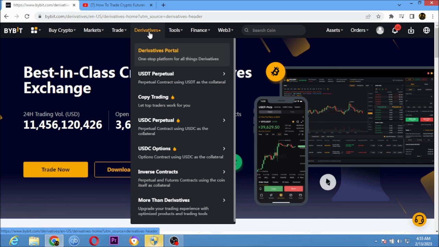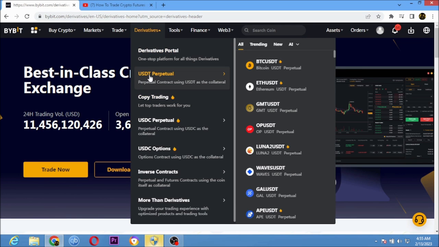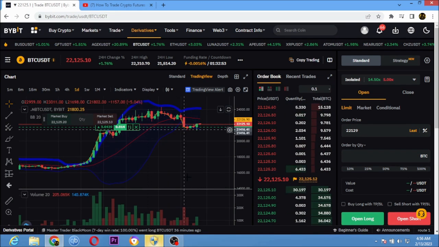Once we start, we are going to go on derivatives. Then you come here to USDT perpetuals. Then you select any pair that you wish, depending on what you expect in trading. So let's say we are going to use BTC USDT. This is how your account will look. This is standard, this is TradingView, and this is depth.